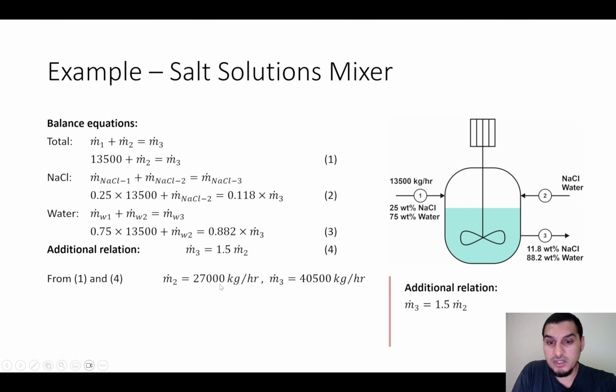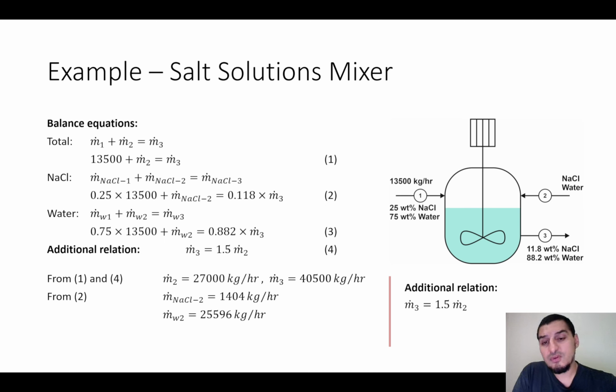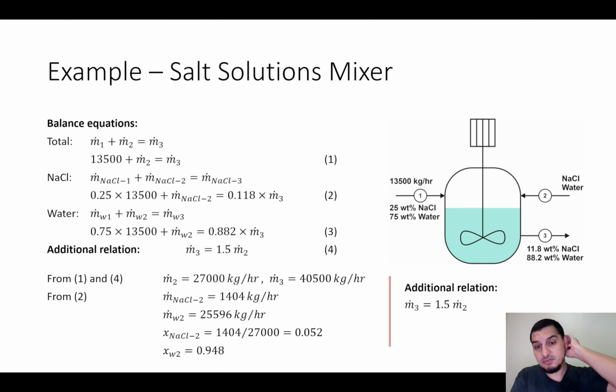So this is what we are going to get. And now we can substitute in equation 2 or equation 3 to get the mass flow rate of sodium chloride in stream 2 and of water in stream 2. And from them we can get the mole fractions of water and salt in stream 2. So this is a good example of a problem that we can use to learn how to do the degrees of freedom analysis. In the next video, we will solve one more example, and we will put some systematic steps so we can make sure that we don't forget anything when we solve similar problems.